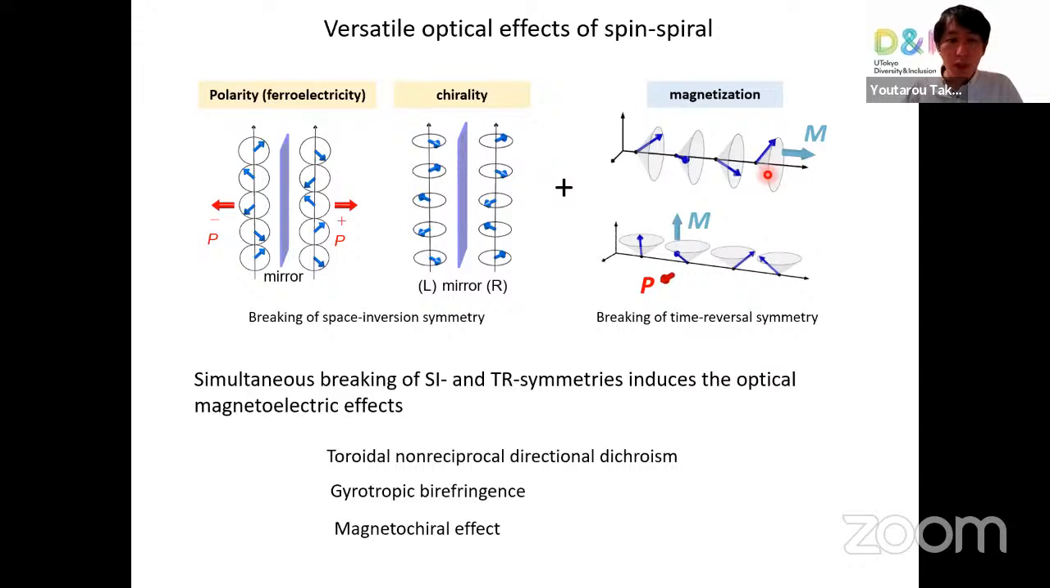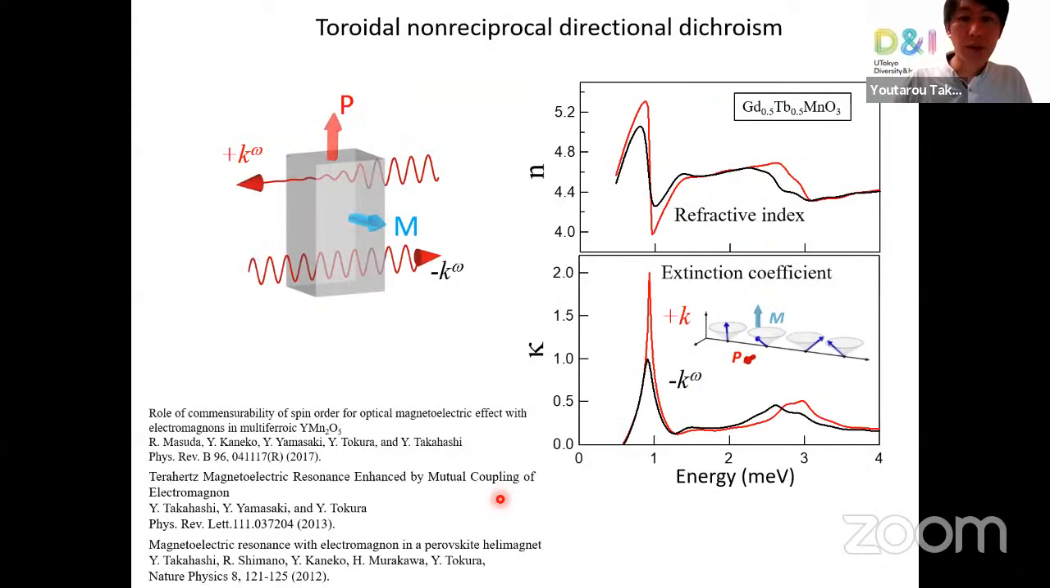In this case, the material can show more optical effects, such as directional dichroism, gyrotropic birefringence, or the magnetochiral effect. I will briefly show these optical effects.